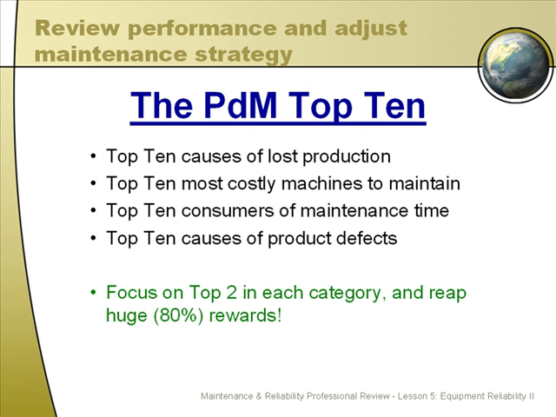This slide is a repeat of one I showed in a previous lesson, but the PDM top 10 list is an important concept. If you continue to focus on the top 10 causes of different disruptions to your process and you work hard to eliminate them, you're going to see an increase in reliability much faster than if you try to eat the whole elephant all at one time. So look for the top 10 causes of lost production, the most costly machines to maintain, the consumers of maintenance time, and the causes of product defects. You're going to reap the rewards much faster if you focus on the ones that are causing the most disruption.